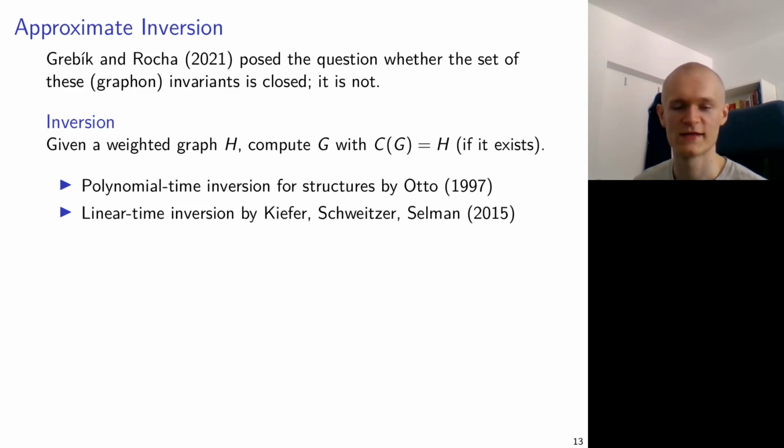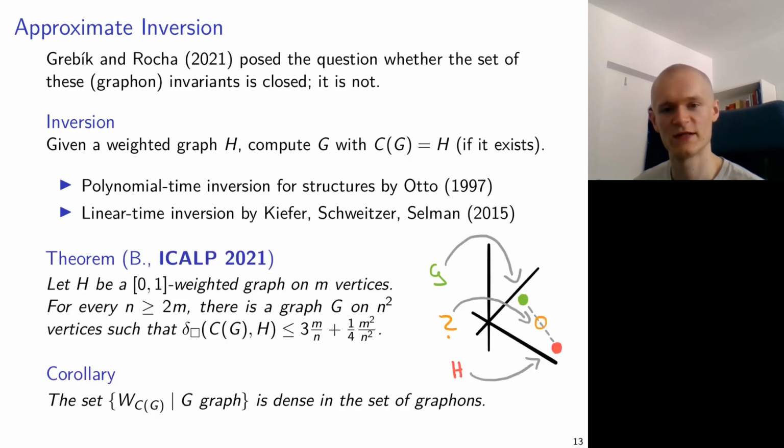And you can take their construction and turn it into an approximate inversion algorithm. So basically you just round the edge weights and the vertex weights of a given graph such that you obtain a valid invariant. And depending on how many vertices you're willing to spend, you can get as close as possible. So for us, this means that you can approximate an arbitrary weighted graph by such an invariant. And since you can approximate an arbitrary graphon by a graph, we also get that the set of these invariants is already dense in the set of graphons.